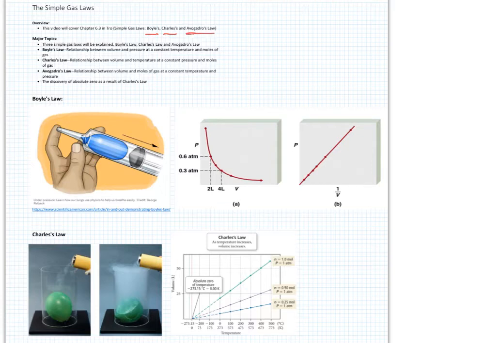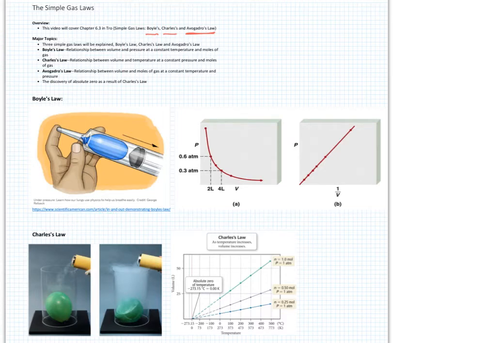Avogadro's Law, I'm going to show you, is a little less obvious, a little less intuitive, and also more interesting. So we're going to start right away with explaining these 3 laws, and we will start with Boyle's Law. Now, I found on Scientific American a little experiment that you can do yourself if you'd like to try it out.